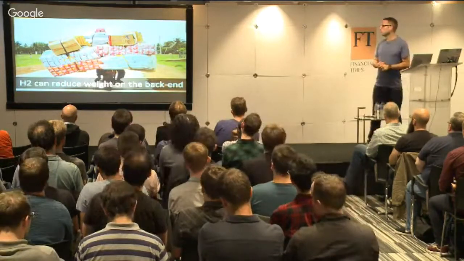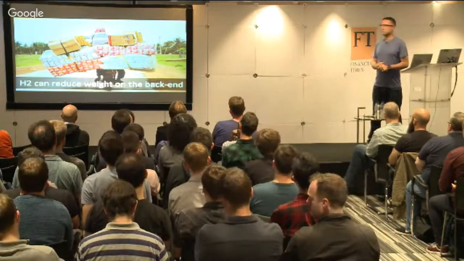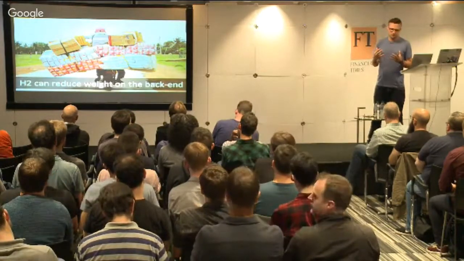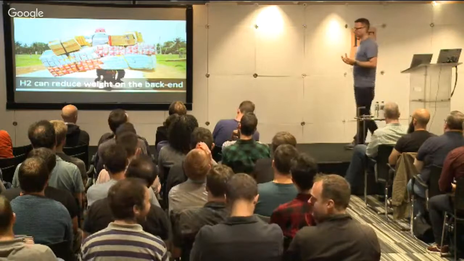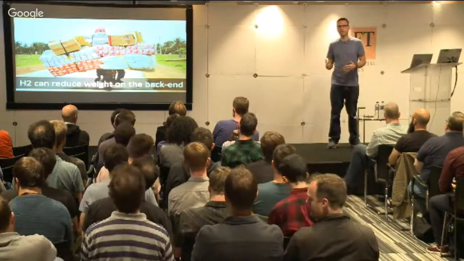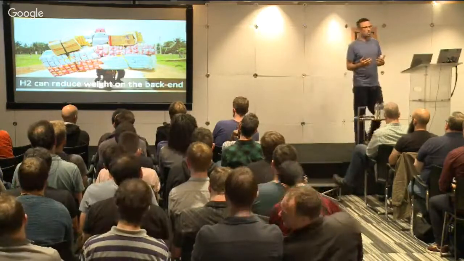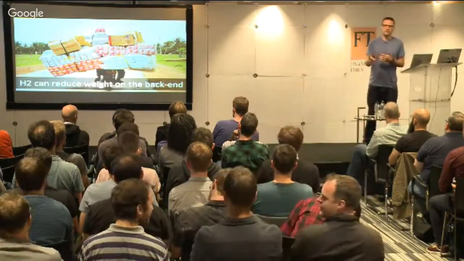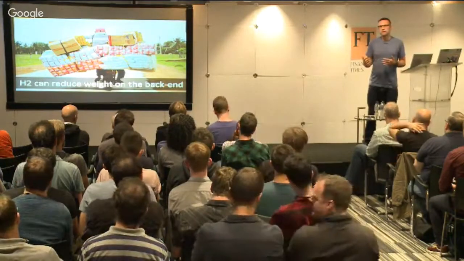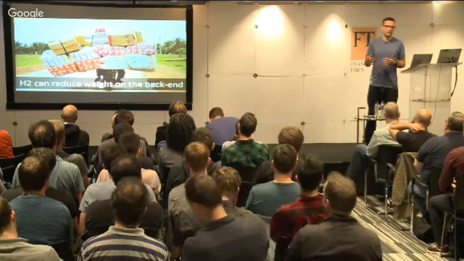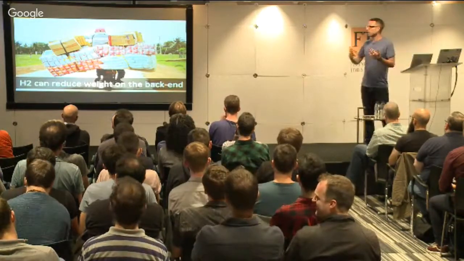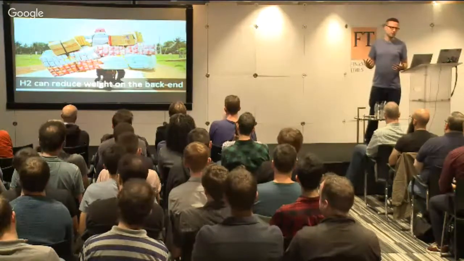So H2 can also, which is really nice, reduce weight on the back end. And by that, I mean the servers. A lot of infrastructure, a lot of servers, are set up to allocate one process per TCP connection. And with that one process per TCP connection, if you're using H2, then that's just less resources needed to be used by the server, compared to 1.1, where a lot of TCP connections are required.